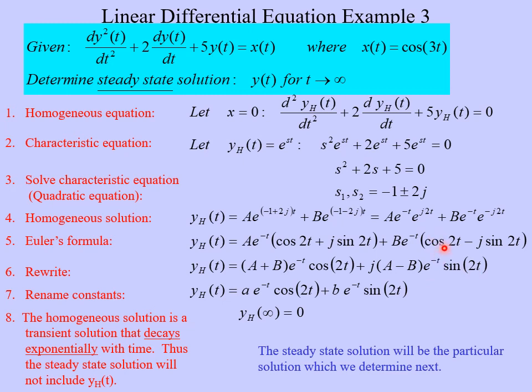We've done this a couple times now in different examples, so I don't think I need to go over that in detail. And then we can rename these constants. The a plus b here I call lowercase a, and j times a minus b over here, I call lowercase b. This is what our solution now looks like.